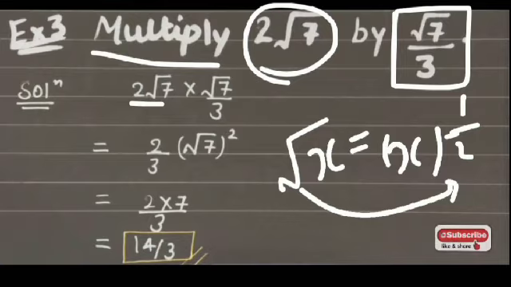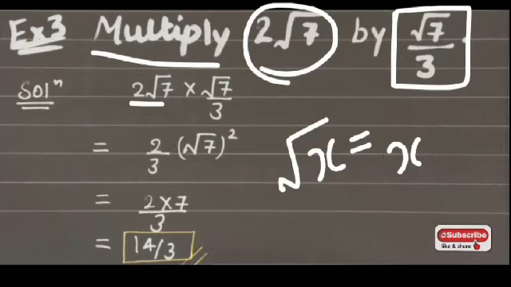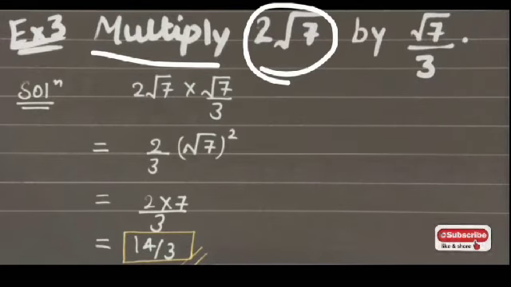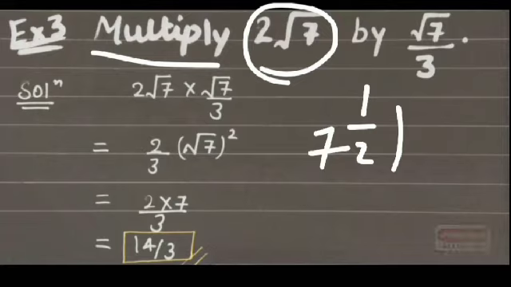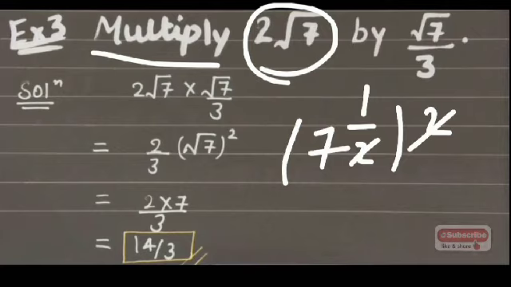So the meaning of this root is the power 1 by 2. That's why if we are taking 2 times root 7 and multiplying it with root 7 only, what is going to happen here? We have 7 to the power 1 by 2, and again we have 7 to the power 1 by 2, meaning root 7 squared. So it is root 7 and here it is 2. So this 2 and 2 will get cancelled and you will get the answer as 7. Simply 2 into 7 will be 14 and the answer is 14 by 3.